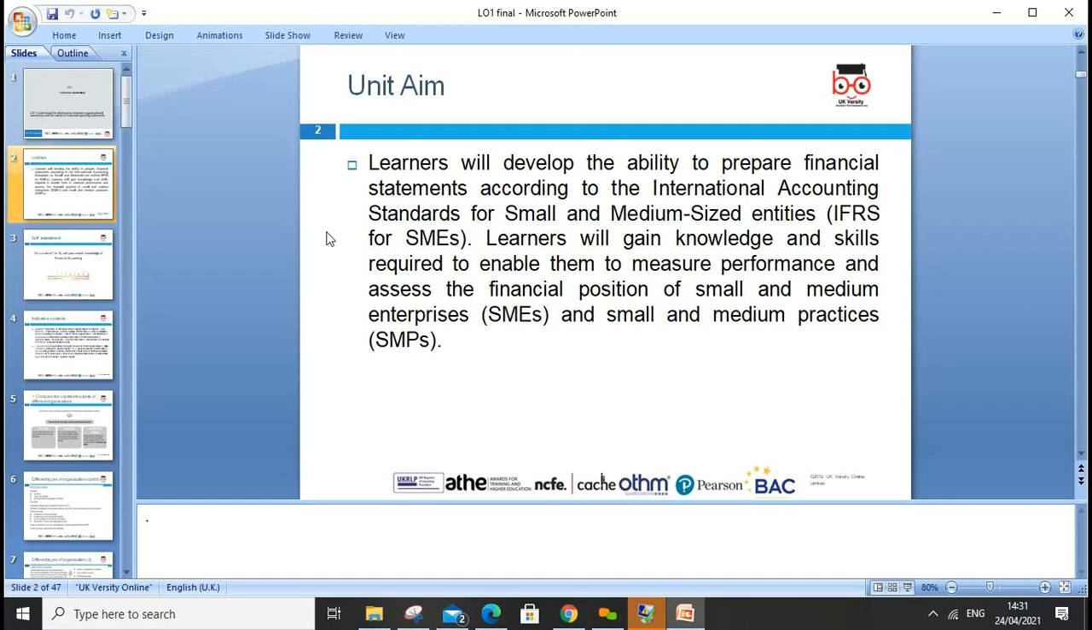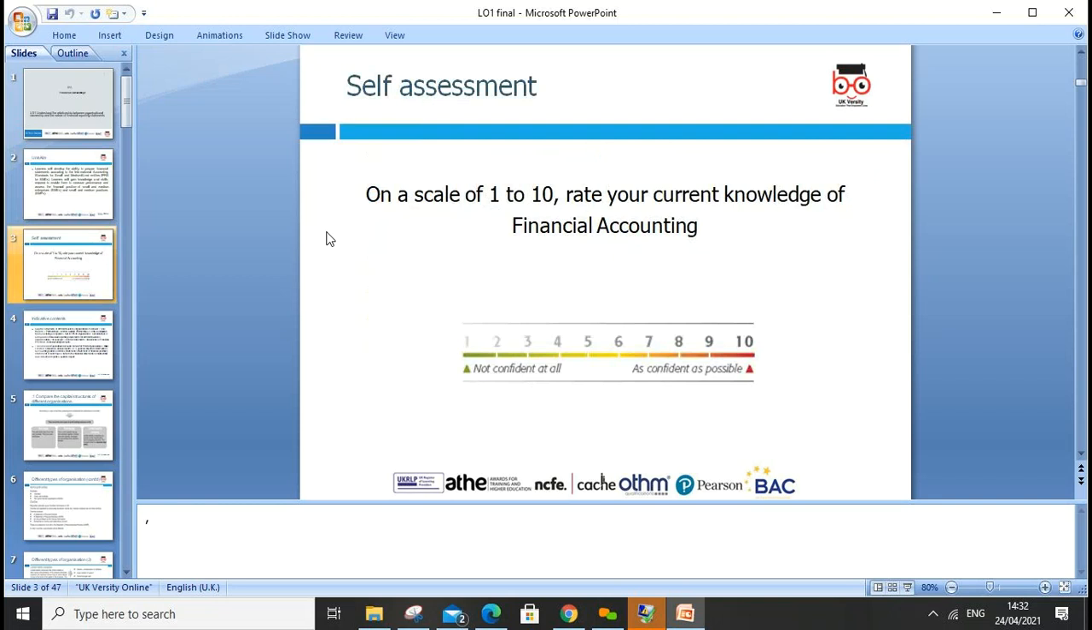The aim of this unit is to develop the ability to prepare financial statements according to international accounting standards. Small and medium-sized enterprise organizations will go through IFRS, International Financial Reporting Standards. Learners will gain the knowledge and skills required to measure the performance and financial position of small and medium-sized enterprises. That's the key learning through this unit. You can develop understanding and a bit of knowledge in accounting. You're already working in accounting, maybe you know more than that already.